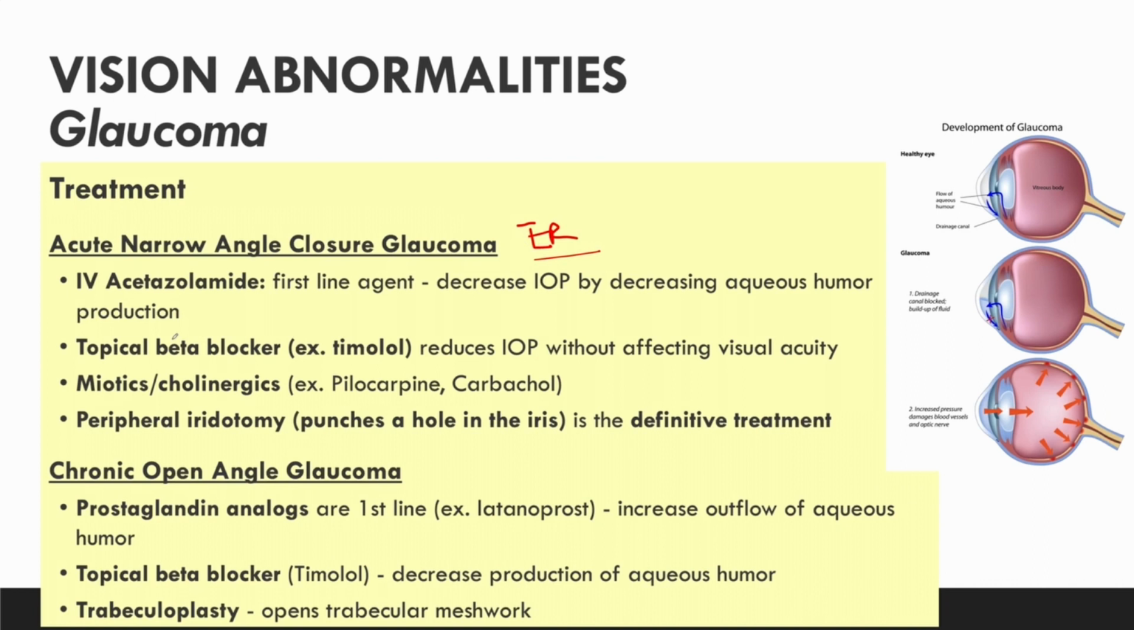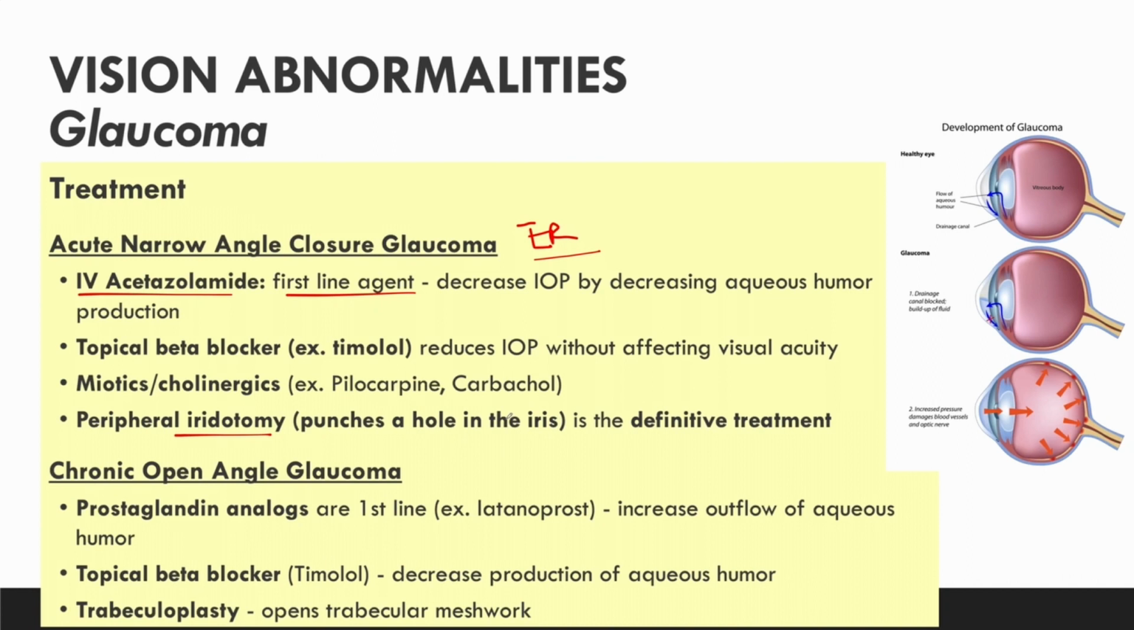So acute angle closure glaucoma, remember this one was an emergency, right? Emergency. For this one, you're going to give medications to decrease the pressure. IV acetazolamide is a first-line agent to decrease the aqueous humor production. You give other things like topical beta blockers, miotics, and then there is the peripheral iridotomy. That's when they put the hole, but that's for ophthalmology.